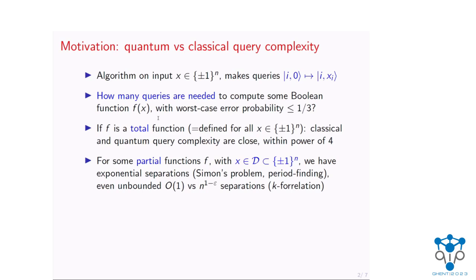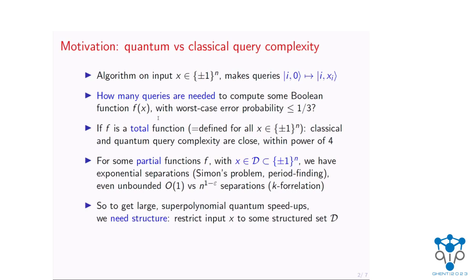You can even have unbounded, like constant quantum queries versus almost linear classical query separation for problems that are called k-correlation. Think of k as a constant here. And so what this shows is that if you want to get large superpolynomial quantum speedups, you're going to need some structure on your input. You should restrict your input x to come from some structured set, and only then can you hope for superpolynomial speedup.